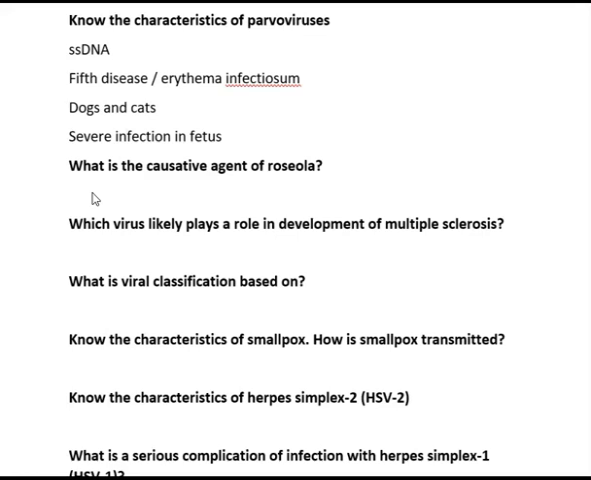What is the causative agent of roseola? Well, you may recall, this is going to be human herpesvirus 6. And remember that human herpesvirus 7 also can cause roseola.